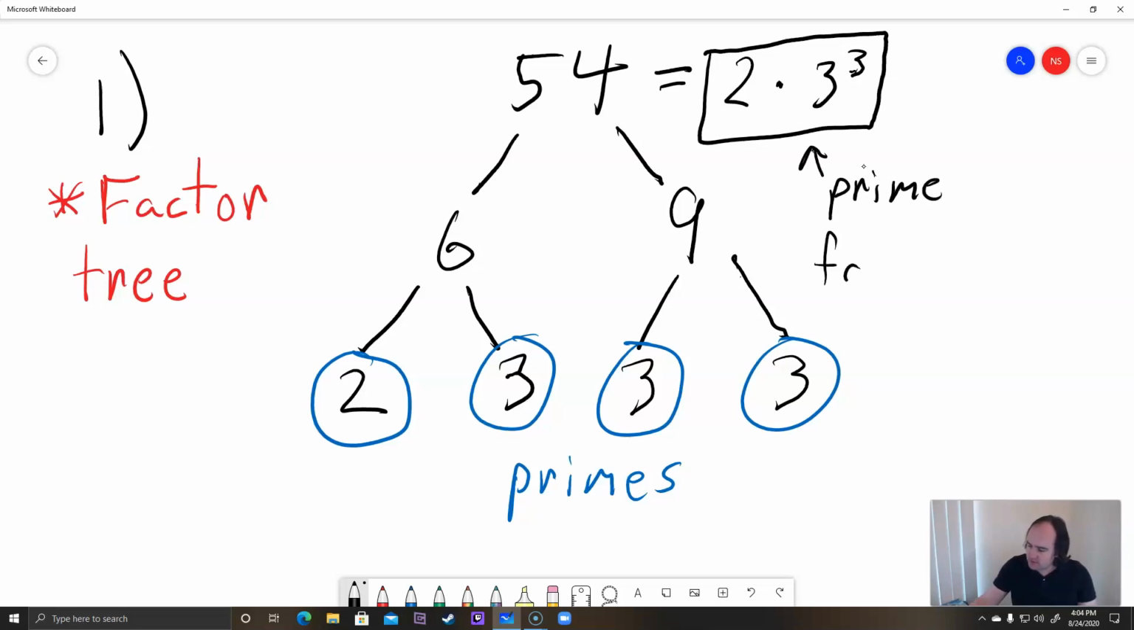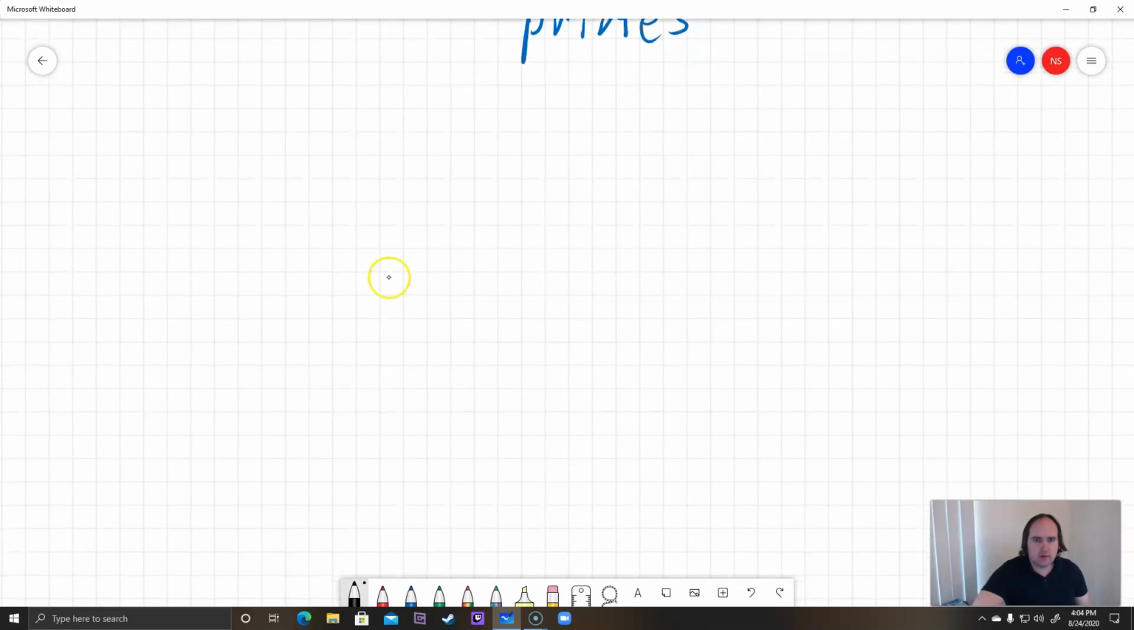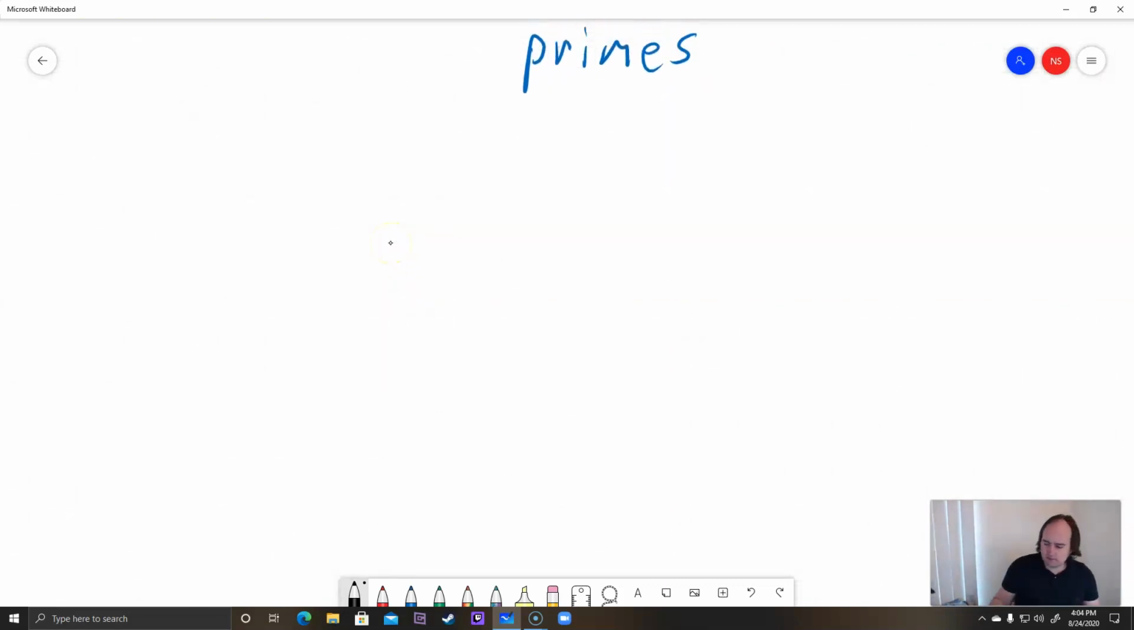Prime factorization. And prime factorization just means that we've written 54 as a product of primes. So we've written it as a bunch of primes multiplied together. Okay, and sometimes your prime factorization will have more than 2 factors. Sometimes it'll have just 1 factor if it's already a prime. Okay, so that's example number 1, and I wanted to do a few more examples so that we can get the hang of this.